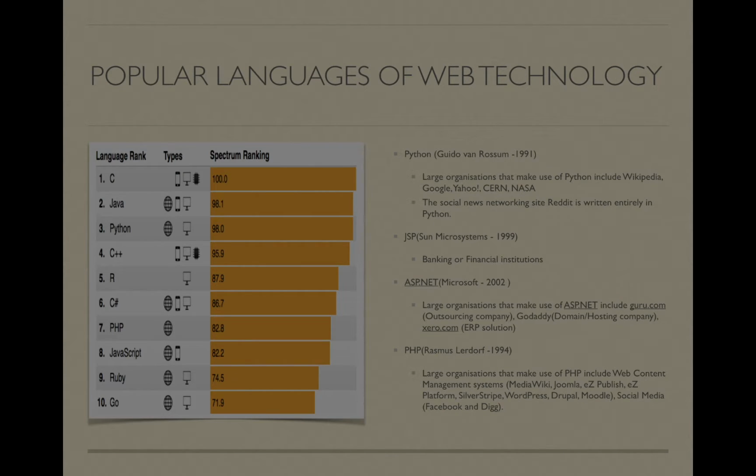Now we are describing popular server-side scripting languages. So Python was introduced by Guido van Rossum in 1991. Large organizations that make use of Python include Wikipedia, Google, NASA. The social news networking site Reddit is written entirely in Python.